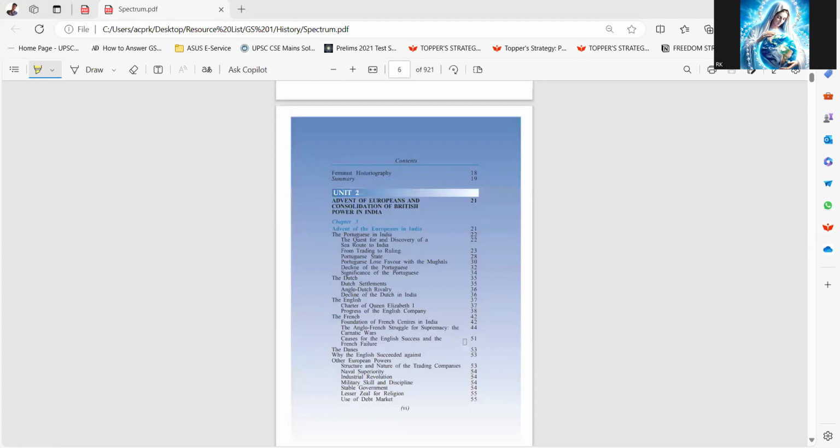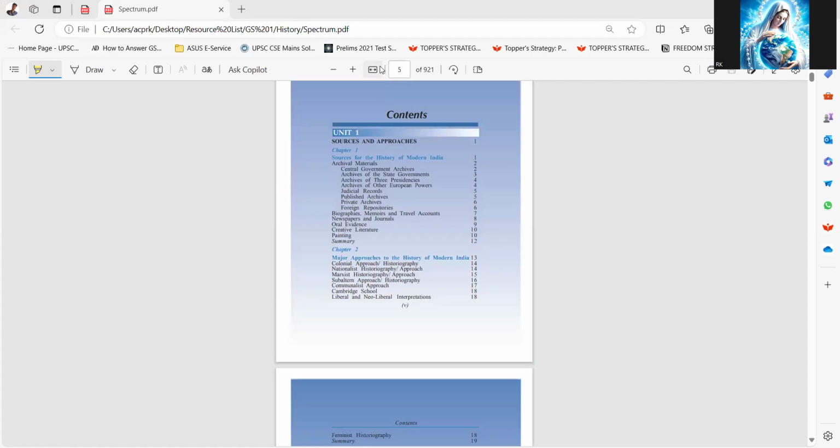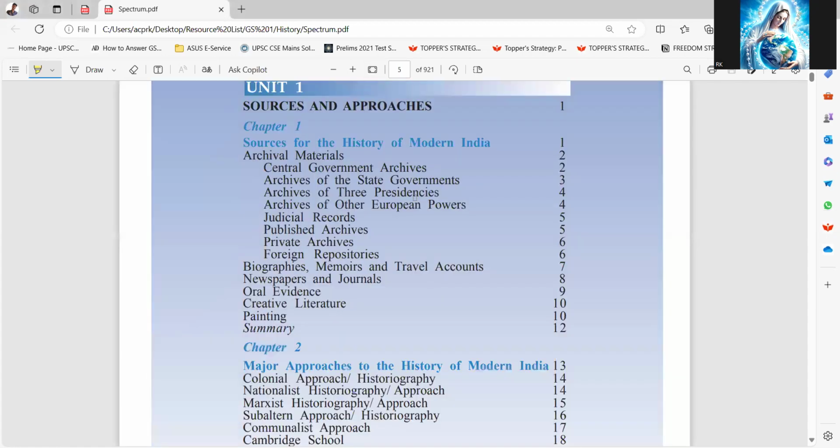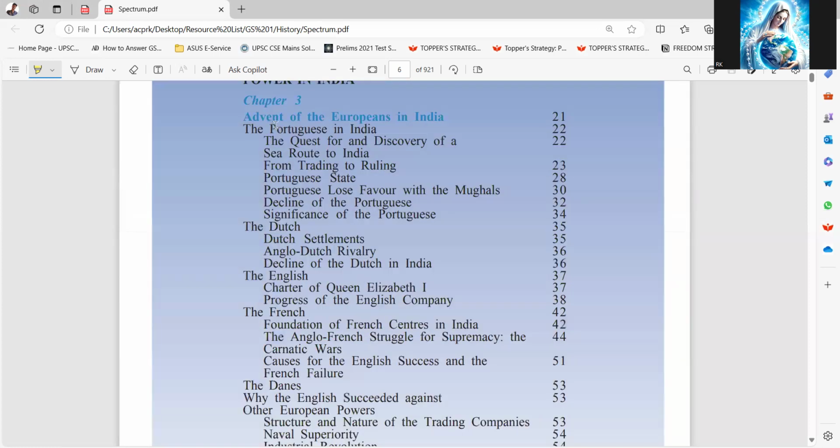So the initial two chapters are not much relevant to the UPSC exam. So we will start with Unit 2, Chapter 3, Advent of Europeans in India. Unit 2 is Advent of Europeans and Consolidation of British Power in India. Okay. Chapter 3, Advent of Europeans in India.